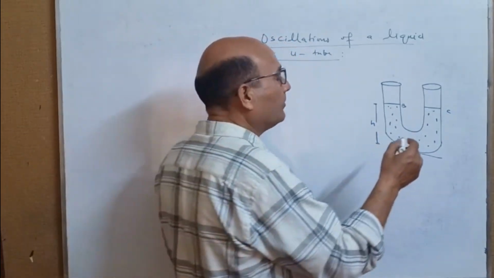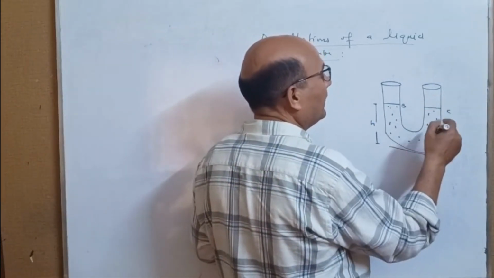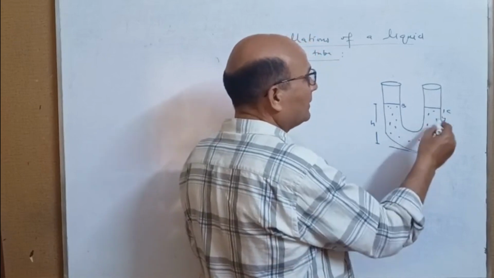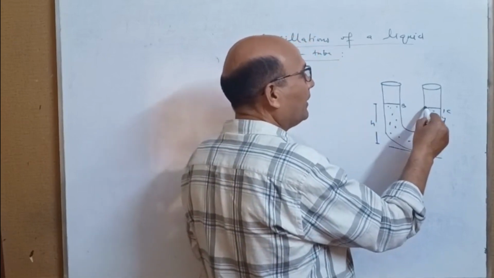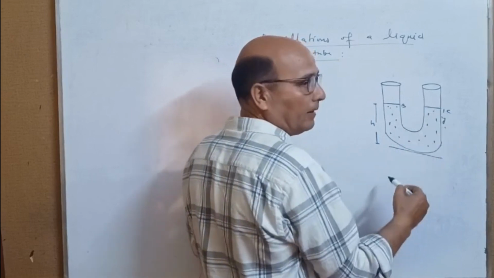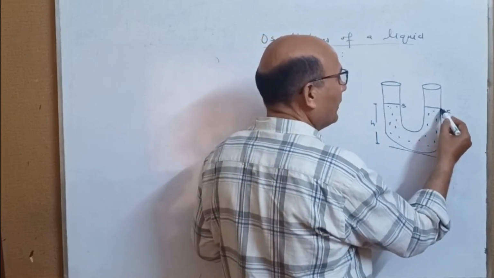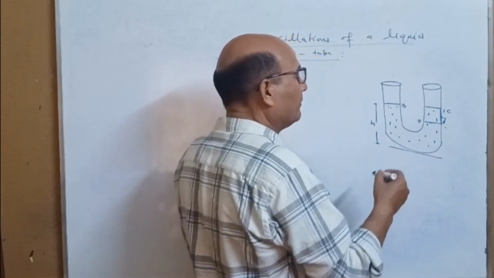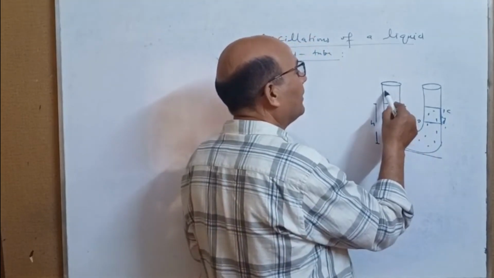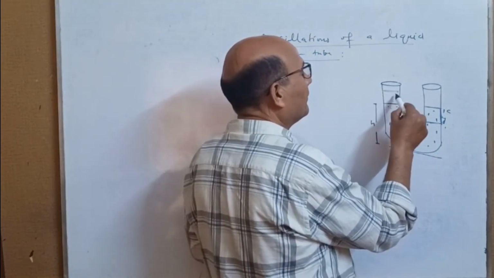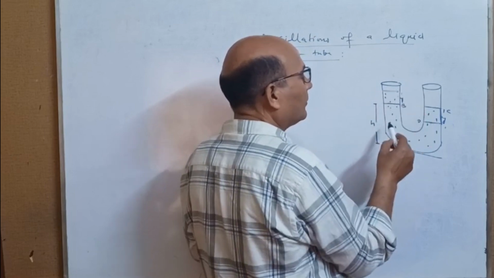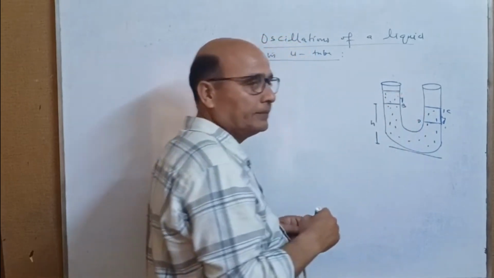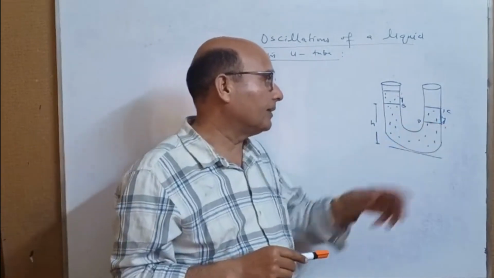When you are compressing the liquid from the C side through y distance, this side the liquid will also go up. Try to understand. When we are compressing the liquid at this side up to the distance y, for example marked as D, the liquid will also be displaced upward up to distance y. So this is the new position. That means we are compressing the liquid at this level.